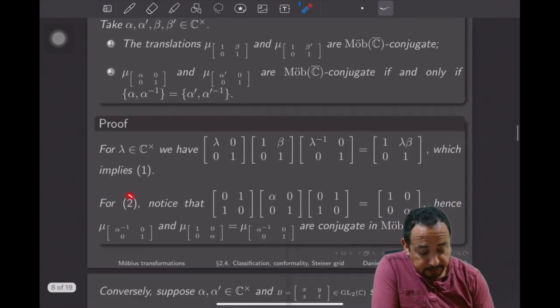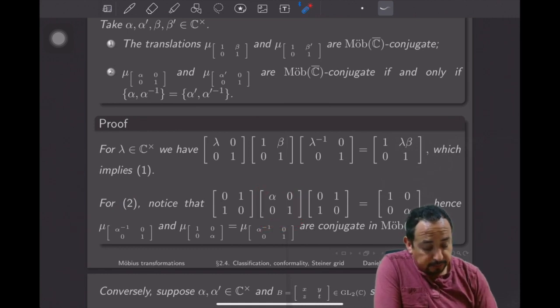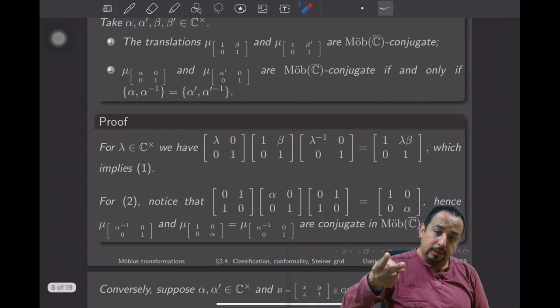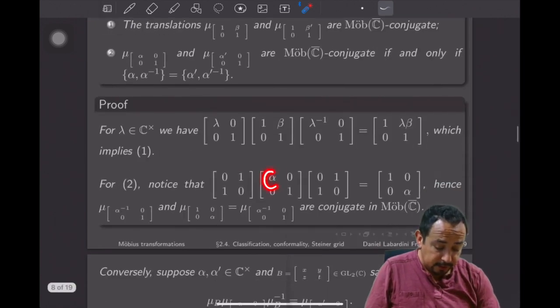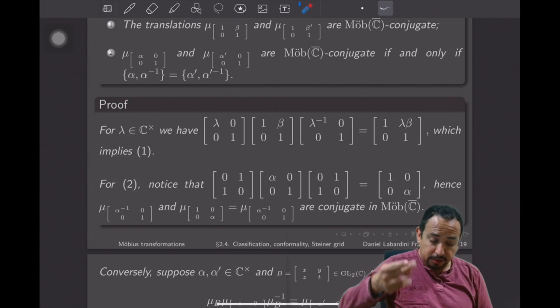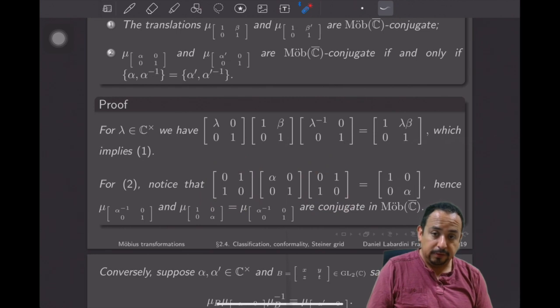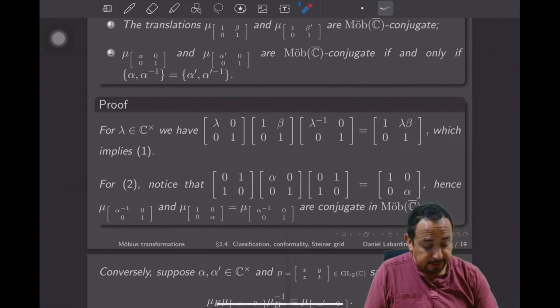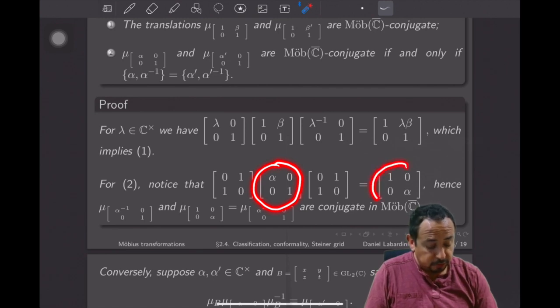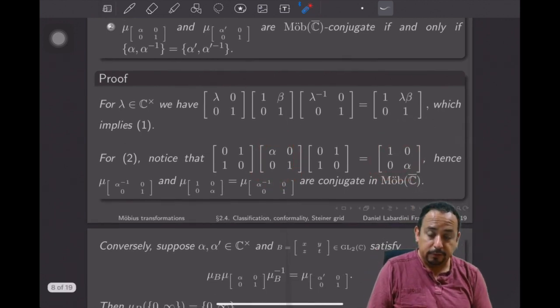All right, for the second statement, it is clear that this matrix is conjugate to itself, right? But also, by permuting the diagonal entries, and by noticing that permutation of diagonal entries can be achieved by conjugating by this other matrix, I see that the matrix with alpha, 0, 0, 1 is conjugate to the matrix with 1, 0, 0, alpha. And the rest I just take the corresponding Möbius transformations, right?